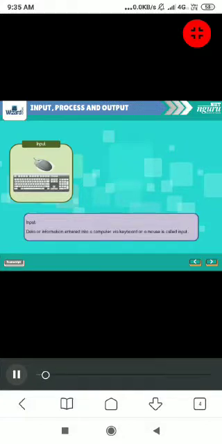1. Input. We enter data or information using the keyboard or a mouse. Entering the data into a computer is called input. Okay, we enter the data with the help of the keyboard and mouse.